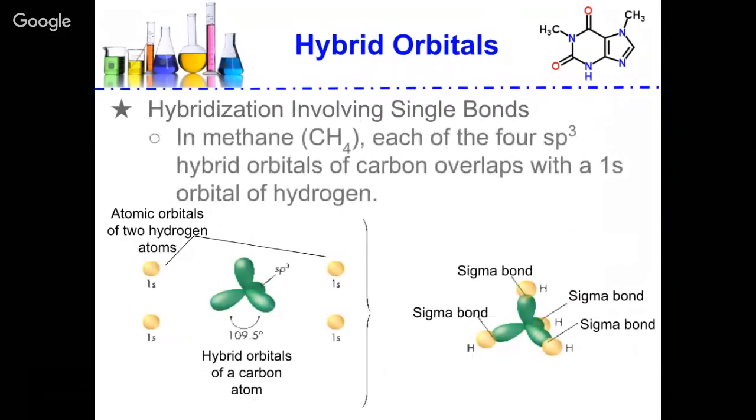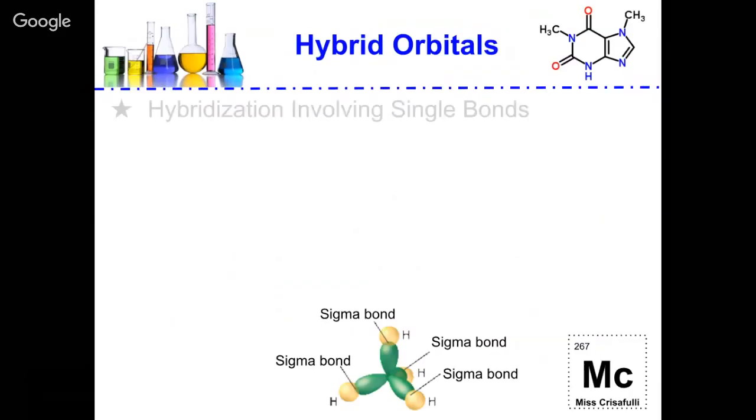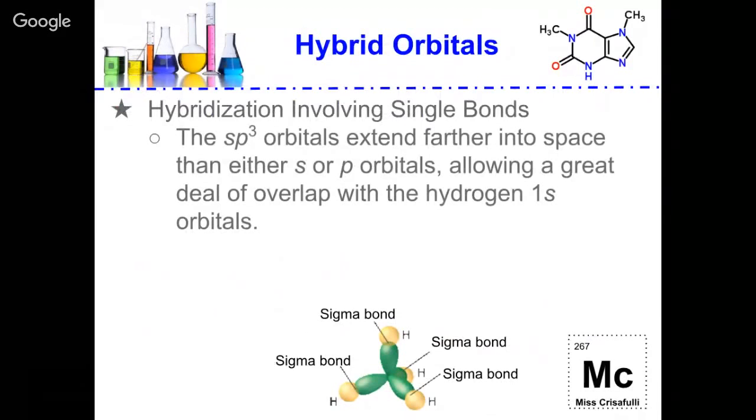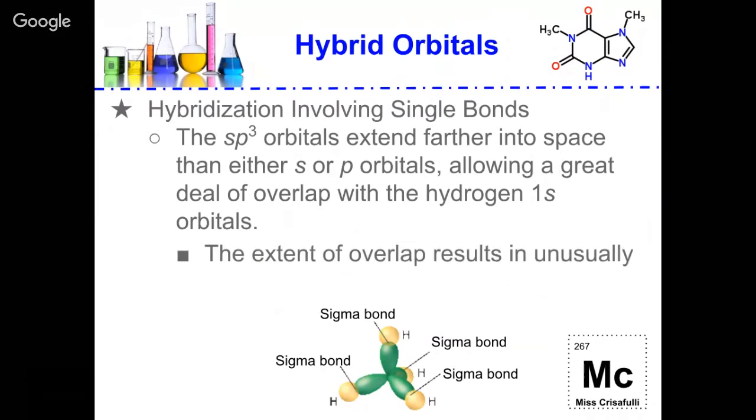The four sp3 hybrid orbitals are going to overlap with the 1s orbitals of hydrogen. And we are going to create sigma bonds where those orbitals overlap, and that's why they're single bonds. The sp3 orbitals extend farther into space than either s or p orbitals, so that allows for a great deal of overlap with the hydrogen 1s orbitals. This extent of overlap results in unusually strong covalent bonds.